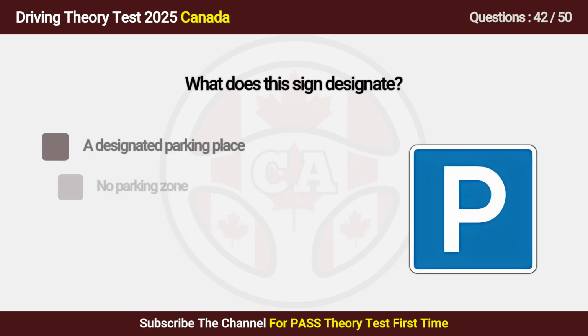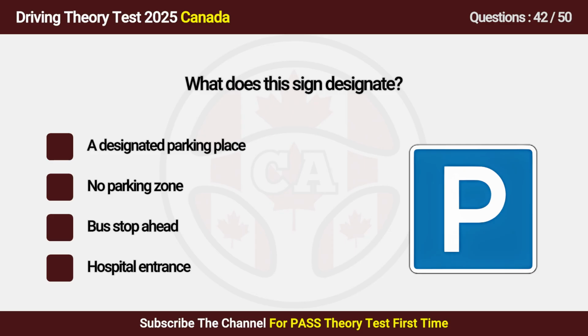Question 42. What does this sign designate? A. Parking place. B. No parking zone. C. Bus stop ahead. D. Hospital entrance.